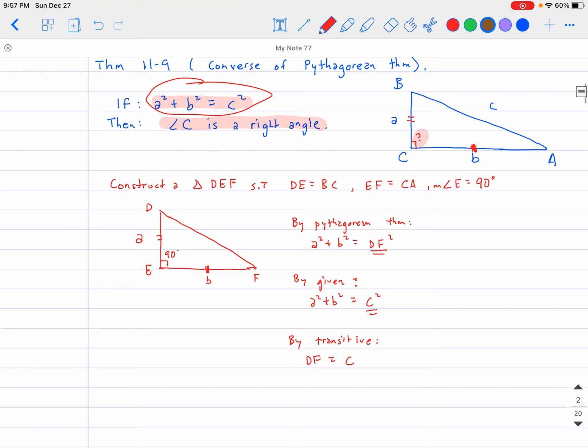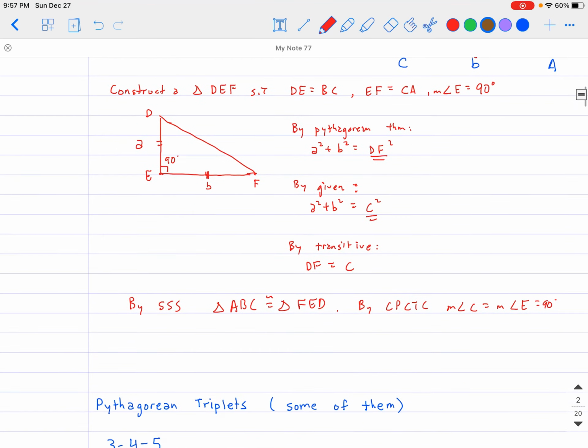And if DF is equal to C, then that tells me by SSS, triangle ABC is congruent to triangle FED. Okay, and in that case, since those two triangles are congruent to each other, then by corresponding parts, CPCTC, the measurement of angle C is equal to the measurement of angle E, which is then equal to 90 degrees. Okay, well, there it is. There's your converse of the Pythagorean theorem.